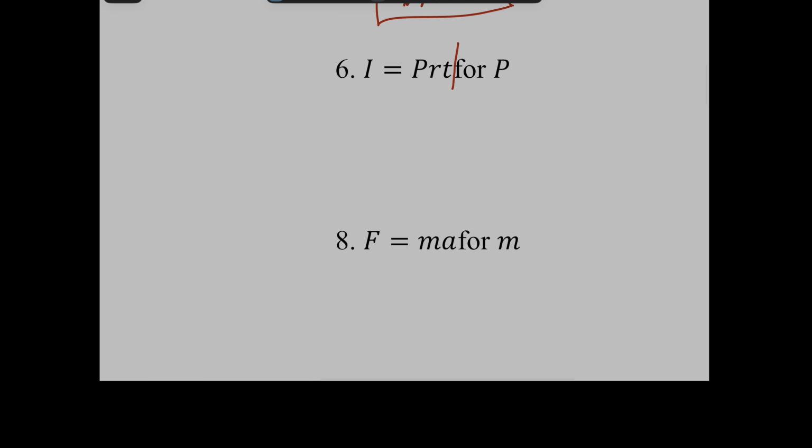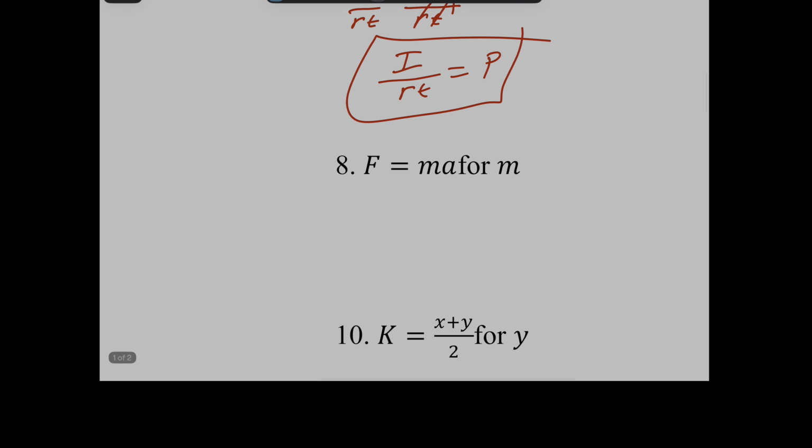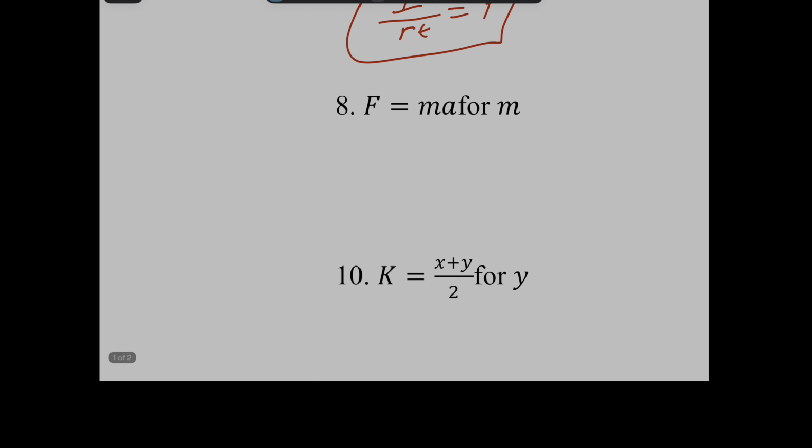Number 6, I equals PRT. That's an interest problem. So we want P by itself. The R and the T are multiplying by the P, so I just want to divide by both of them, just like this. Boom, boom, and I get I over RT equals P. Done. Number 8, F equals ma. Force equals mass times acceleration. And we're going to solve for m. So I'm just going to divide each side by a. Boom, and I'm left with m equals F over a.